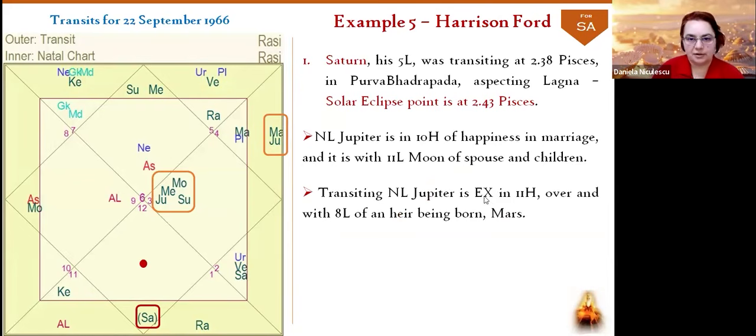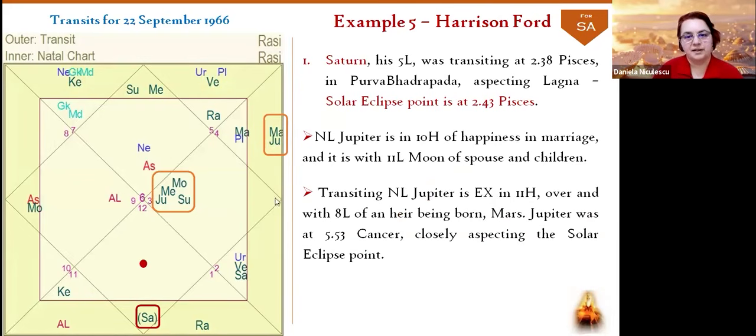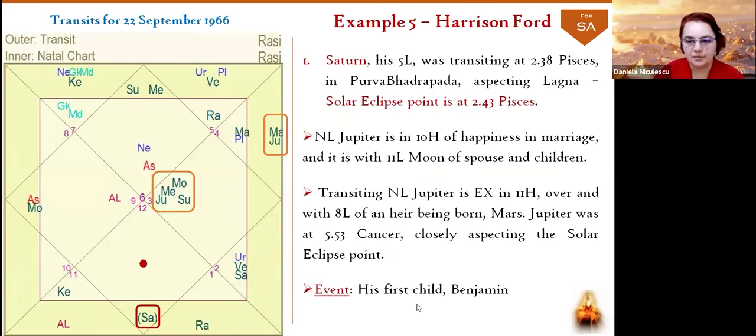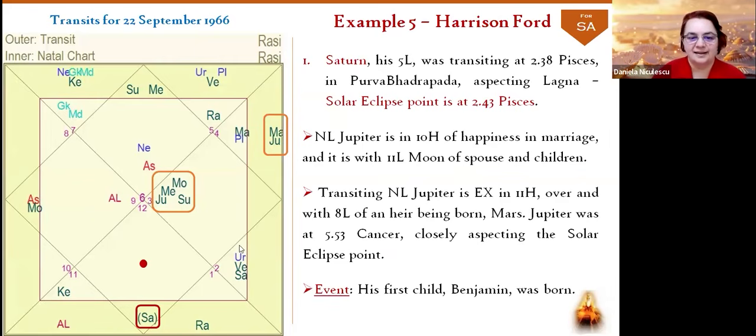So the transiting Nakshatra lord is exalted in the 11th house. It is over his 8th lord Mars, which Sunil sir has urged us to use to research on it, showing birth of an heir, so of children. Jupiter was at 5.53 Cancer, closely aspecting the solar eclipse point. So this is the solar eclipse point. Saturn was right on top of it, and Jupiter was very, very closely aspecting. So his first child, Benjamin, was born. A very good case where his eclipse point got triggered.